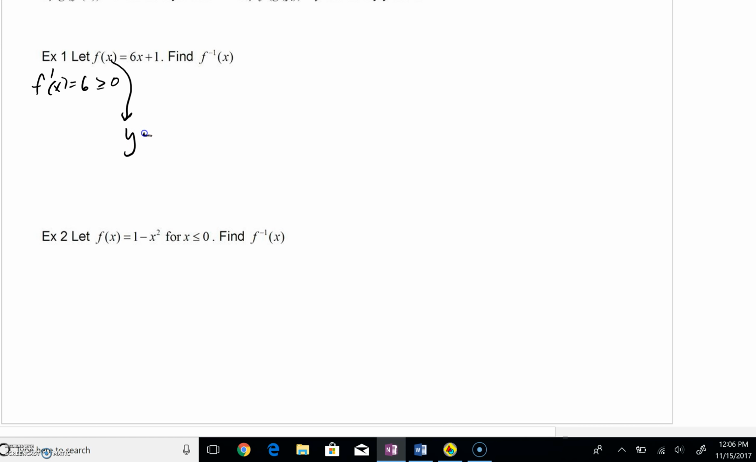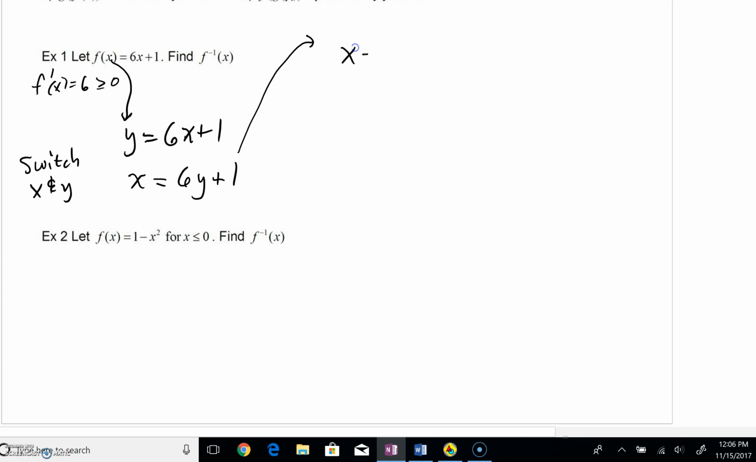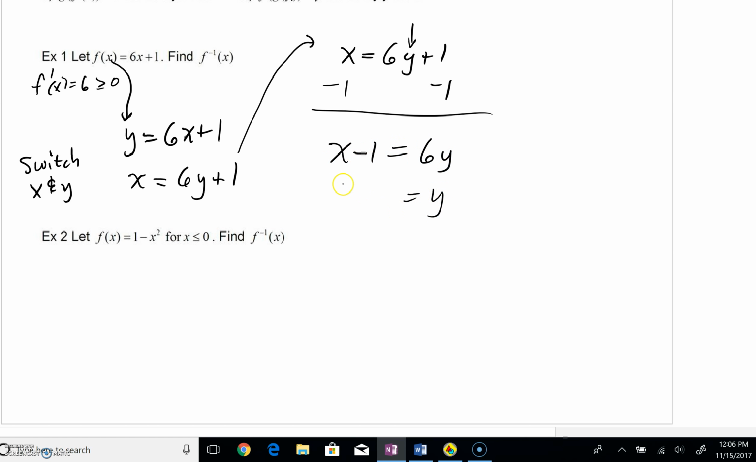f of x is really y. And you might remember how we did this long ago. We switch x and y. Wherever we see a y, we replace it with an x. Wherever we see an x, we replace that with a y. And then we solve for our new y. We get that new y alone. We can subtract 1 from both sides. And then we can divide by 6. And what you have just done is you have found your inverse function.